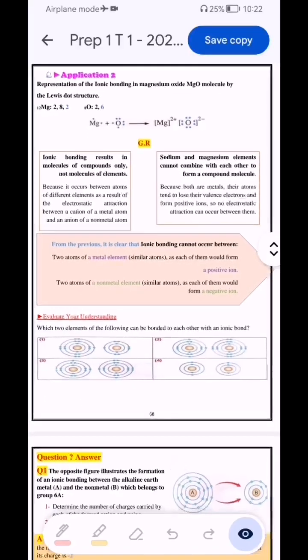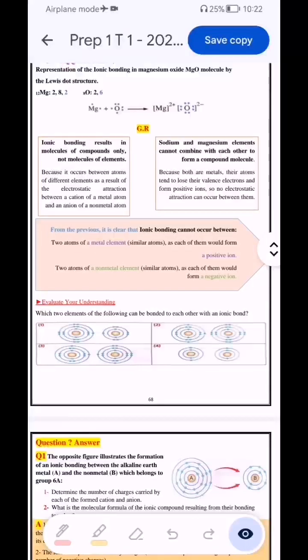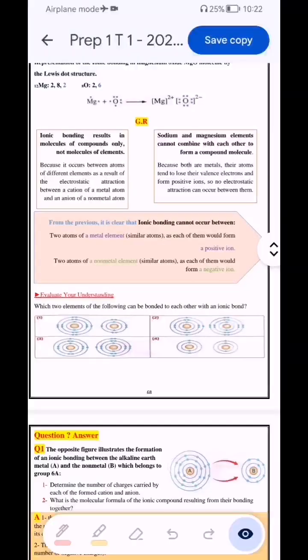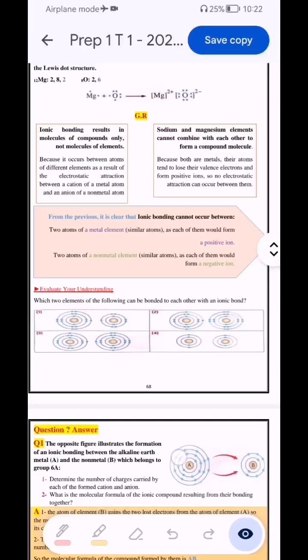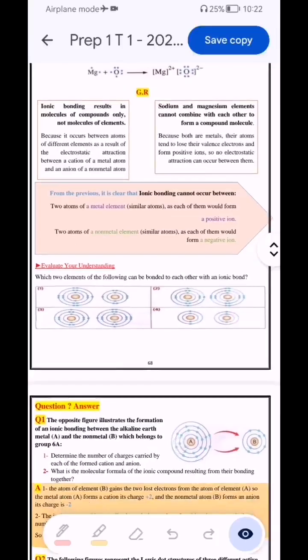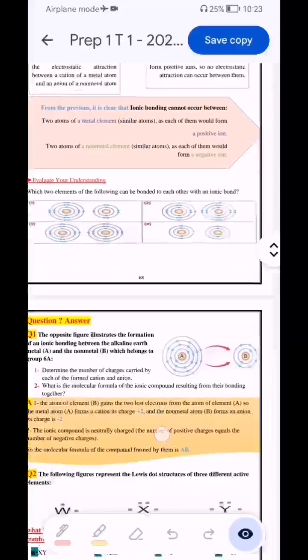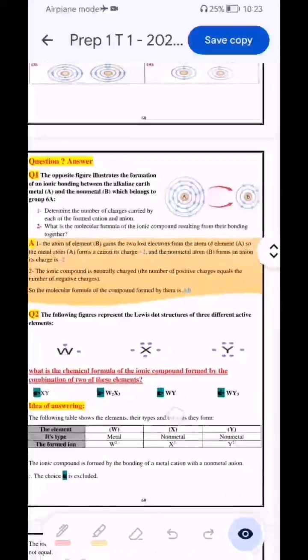From the previous, it's clear that ionic bonding cannot occur between two atoms of metal because they are similar, so they will be positive ions, and it cannot occur between two atoms of non-metal because they are similar and they become negative ions, so there is no electrostatic attraction between them.